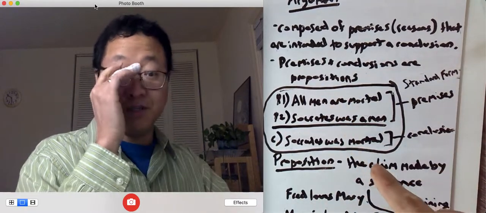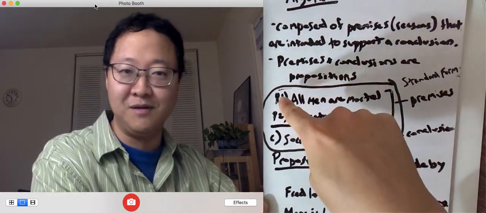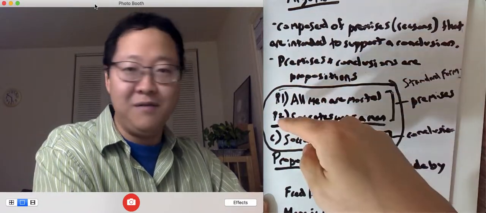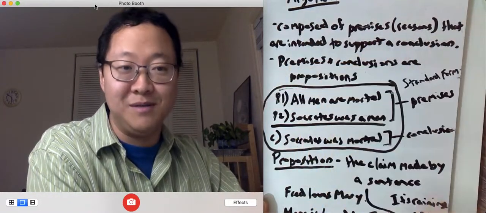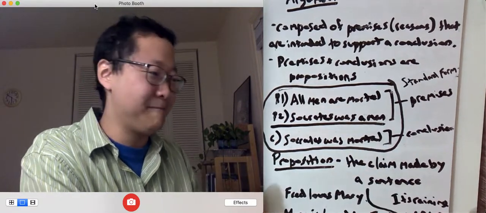Now, some students will ask me, can an argument be in standard form even if it has more than two premises? Yes, an argument can be in standard form even if there's three premises or only one premise. And there could even be more than one conclusion. We'll learn about that later.